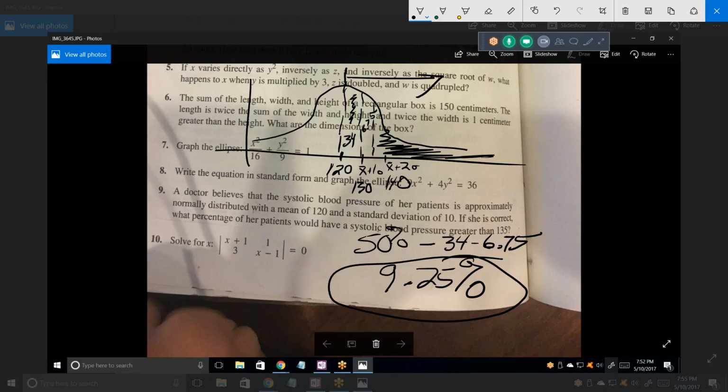And all I needed to know was the mean and the standard deviation. And I think you're beginning to get how this works. I'm starting to a little bit, yeah.